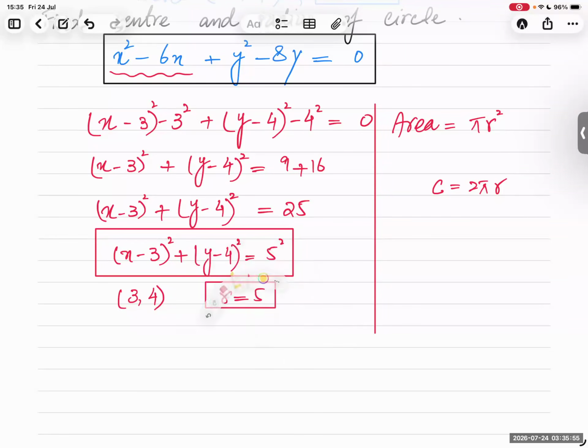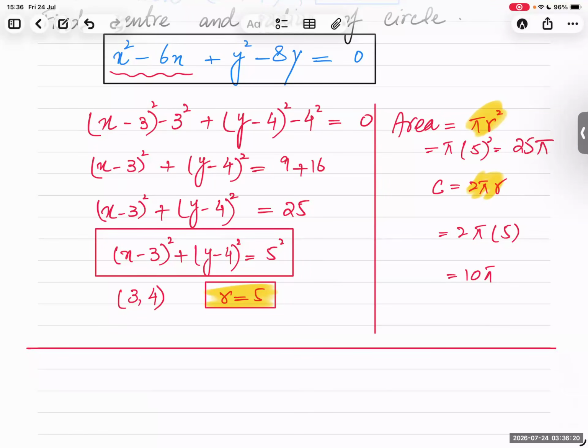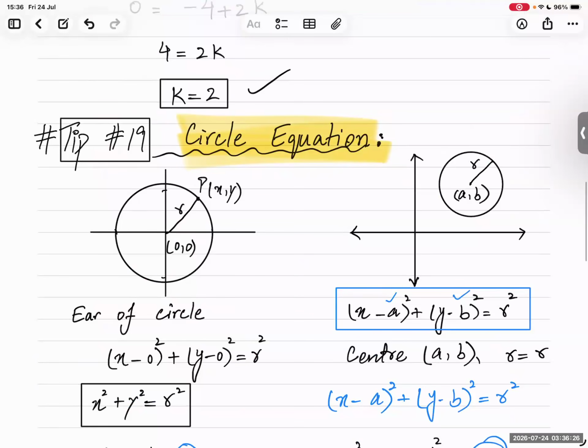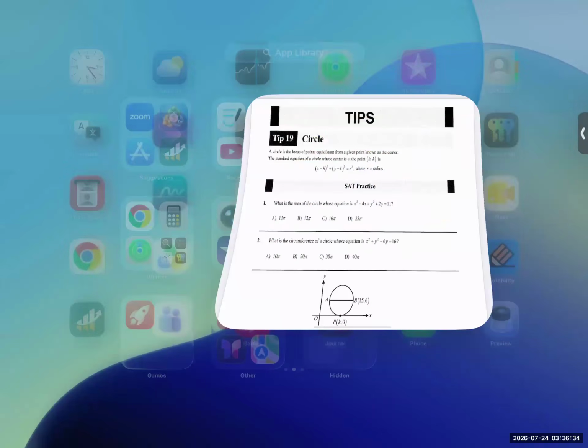Now, since we know that the radius is 5, we can easily use these formulas for finding area and circumference. So it's pi, r is 5, that squared gives us 25 pi, right? And circumference is going to be 2 pi r, that is going to be 10 pi. Make sense? You got it now? So basically, when we talk about the circle equation, this is x square plus y square is equal to r square, right? Okay, let's move to questions.